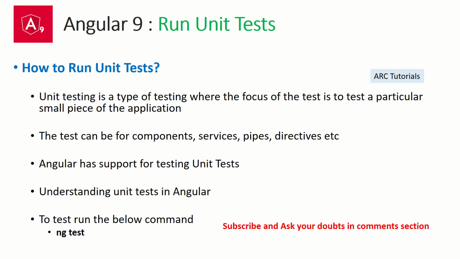So today's topic is about how to run unit tests. Unit testing is a type of testing where the focus of the test is a particular small piece of the application. The test is usually good when you're testing smaller pieces like components, modules, services, pipes, etc. This allows us to test that particular feature only, that particular functionality only. So we are not worried about the big picture here. We are only worried about running the individual pieces.